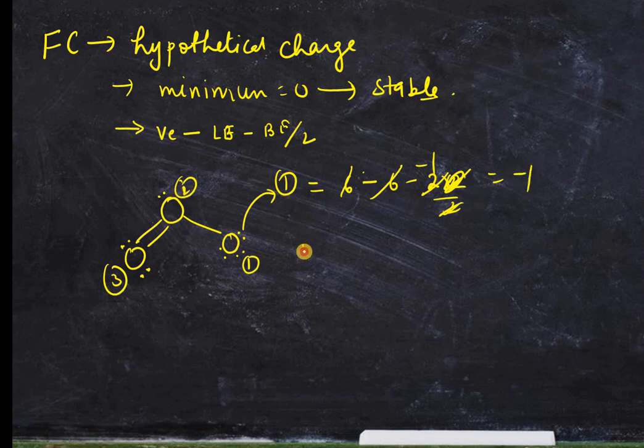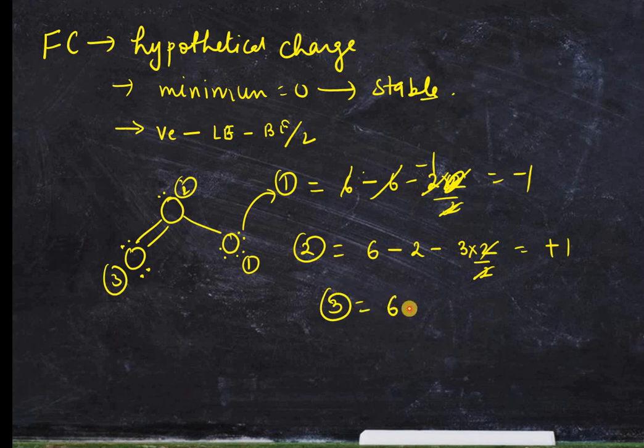Now let's talk about oxygen number 2. Valence electron 6 minus lone pair electron 2 minus bonding, 1, 2, 3 bonds. It means 3 electron pairs, which is 3 into 2 by 2, so the 2 is cancelled out. 6 minus 5 will be plus 1. Now let's talk about oxygen number 3. Valence electron 6 minus lone pair electrons, we have 4, minus bond pair electrons, we have 2 into 2 divided by 2. So it will be 6 minus 6, which is 0.